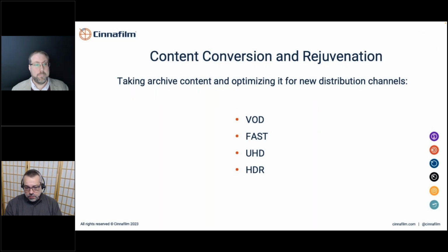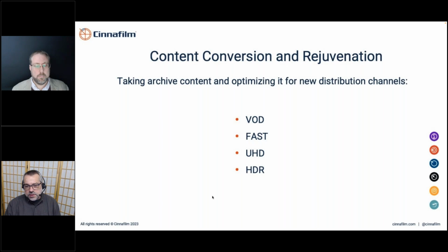And really today, one of the major use cases for PixelStrings is what we call content conversion and rejuvenation. And this is really what we're talking about today, taking an archive or older content potentially and optimizing it for newer distribution channels like VOD, like FAST, like a UHD distribution or an HDR distribution, where the asset wasn't in the right format for that previously.